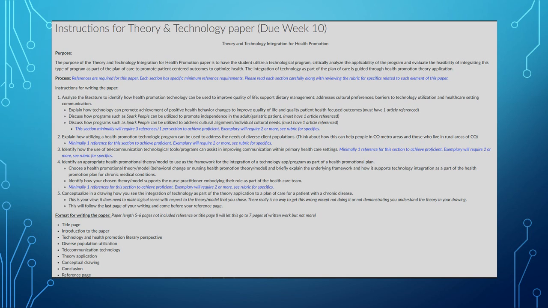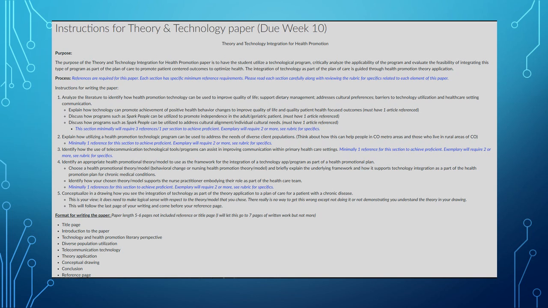I will need 1 reference to get proficient, 2 references for this section if you want an exemplary and it is well written. The 3rd section is identifying how to use telecommunication technology tools and programs to improve communicating within the primary healthcare setting. Again, you need 1 reference for proficient, 2 for exemplary for this section.